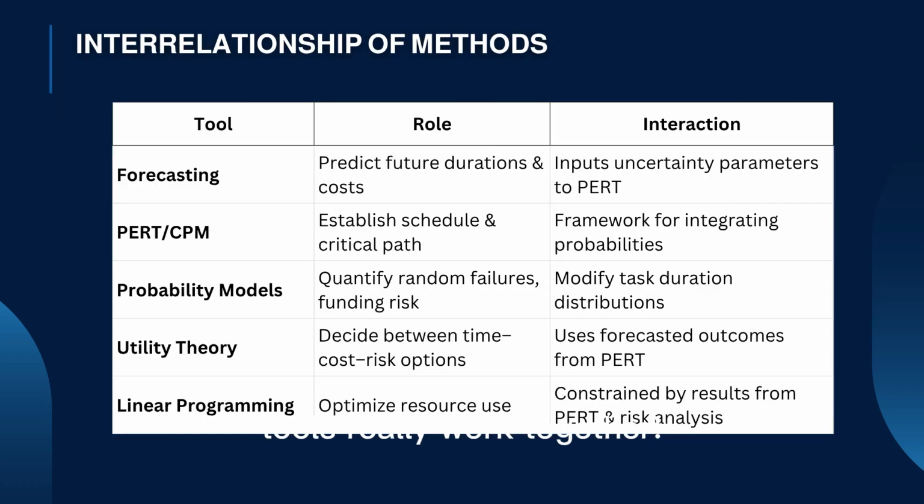Project management tools really work together. Forecasting helps us predict costs and time, which feeds into the PERT model for scheduling. Probability models handle risks, while utility theory helps pick the best options based on time and cost. Lastly, linear programming optimizes resources. Together, they make planning and resource allocation smoother.